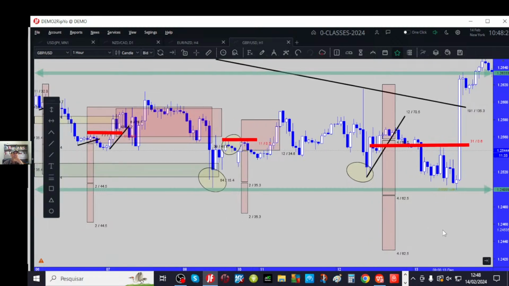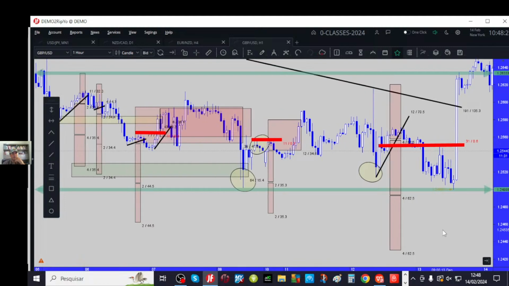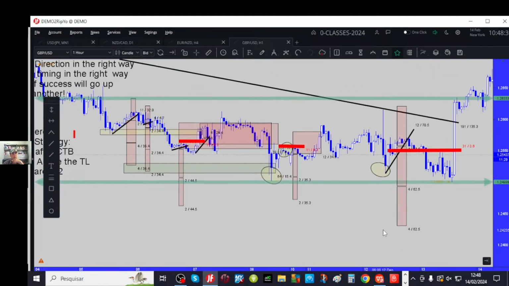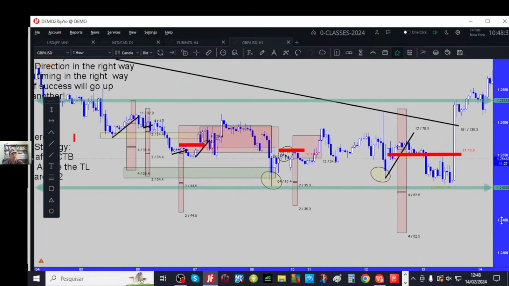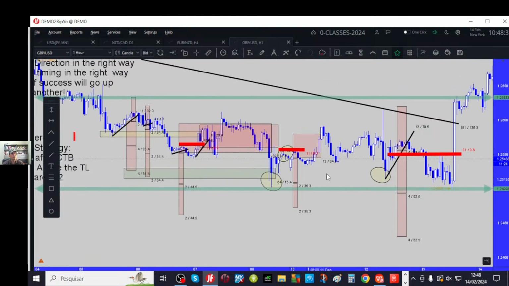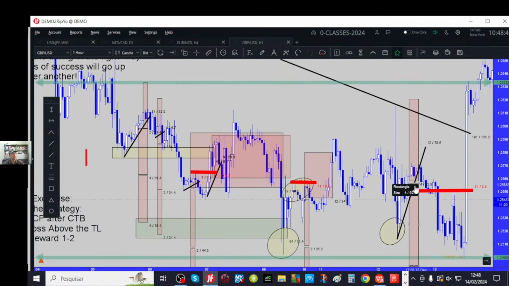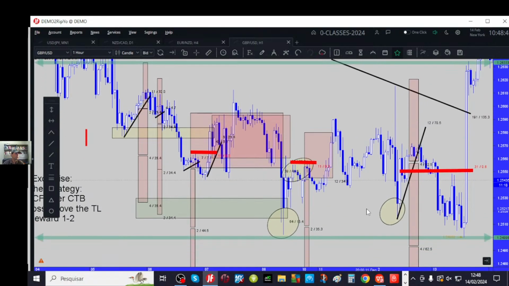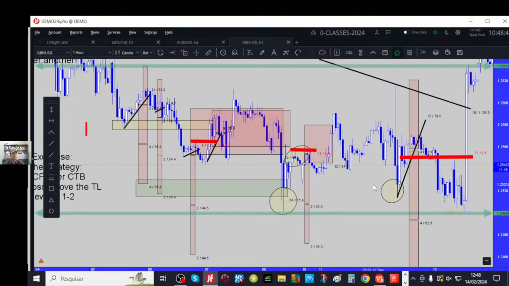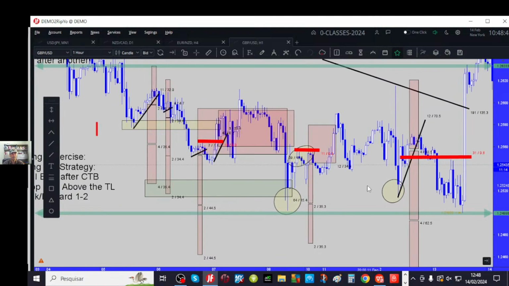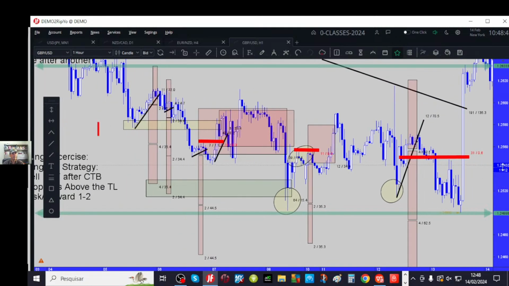So yeah, maybe in this example, alright, this is not generalized knowledge, everybody. You have trending markets that are easier, right? In this example, GBP USD 1 hour chart, it was not easy to trade. I mean, you need to be quite skilled. All right.